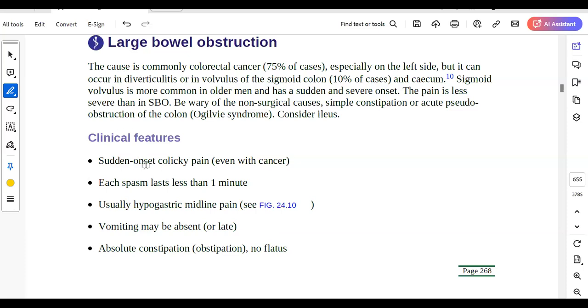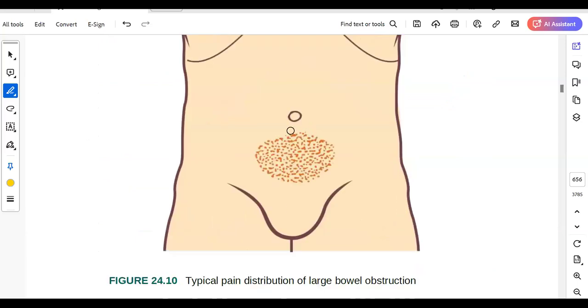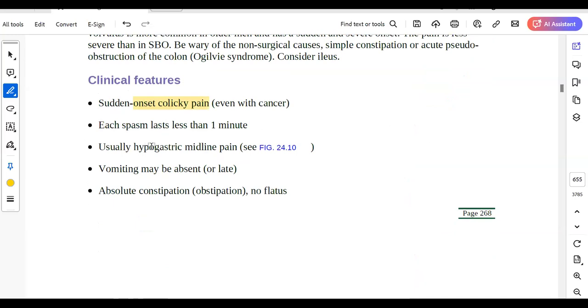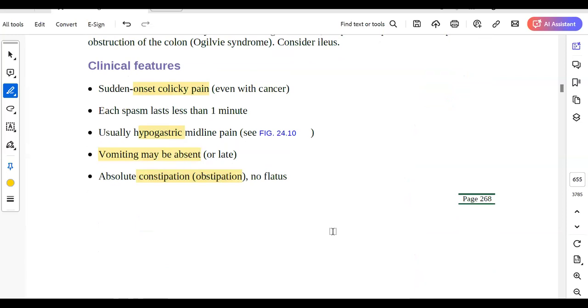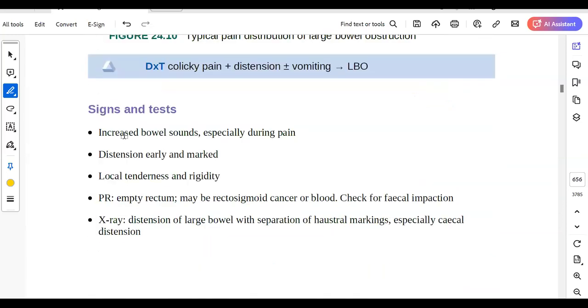So the patient will present with the same colicky abdominal pain. Pain will be hypogastric, so over this area. So hypogastric pain, absolute constipation, and vomiting might even be absent or a late presentation. If you examine this patient, you get increased bowel sounds, abdominal distension can be marked, and local tenderness can be there. In per rectal exam, you will get an empty rectum.